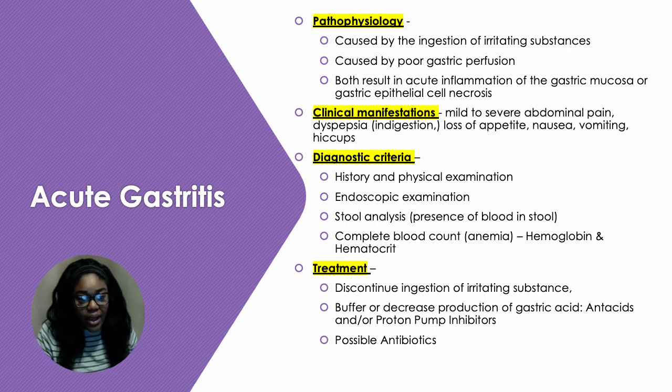The treatment is to discontinue the ingestion of irritating substances, and then you want to buffer or decrease the production of gastric acid, because that's also causing that irritation there. So you may see people take antacids and proton pump inhibitors, and depending on the extent of that acute gastritis, sometimes they may take antibiotics.